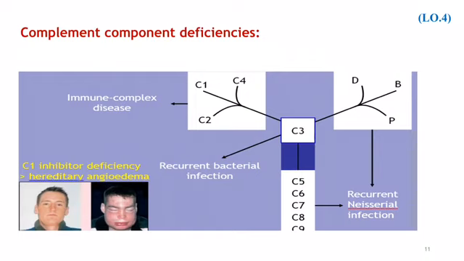For example, if there is a defect in C1, C2, or C4, we may have immune complex disease. If there are defects in factor D, factor B, or properdin, they may lead to recurrent Neisseria infection or bacterial infection. For example, a defect in C5 to C9, that is C5, C6, 7, 8, 9, will cause recurrent Neisseria infection, bacterial infection.